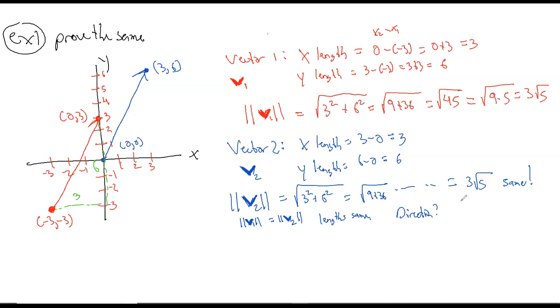So let's find the slopes. M's slopes. Slope is the ratio of the change in y to change in x. It's y2 minus y1 over x2 minus x1. So for the first line, we'll call it M1, that's y2 minus y1, which is 3 minus negative 3, over x2 minus x1, which is 0 minus negative 3, which is 3 plus 3 over 0 plus 3, which is 6 over 3, and that's 2.